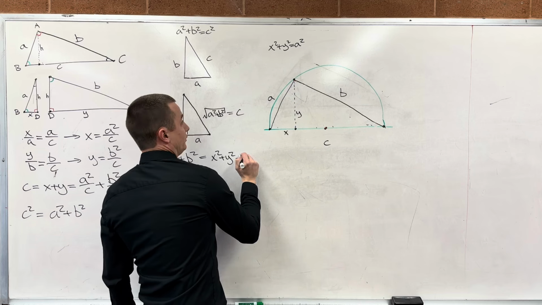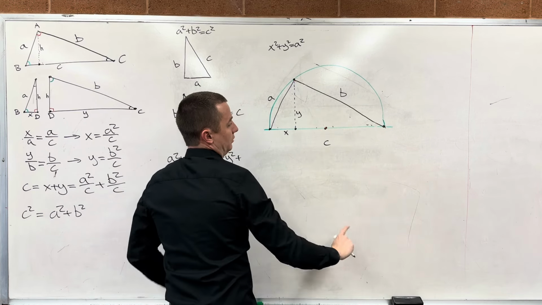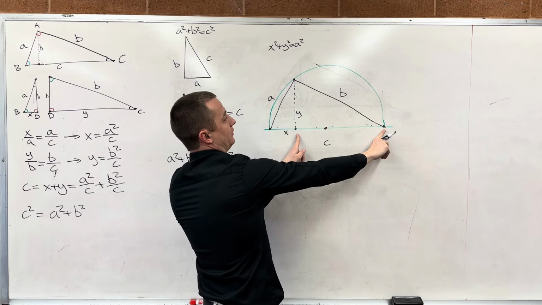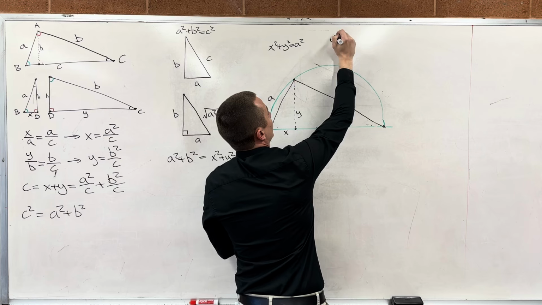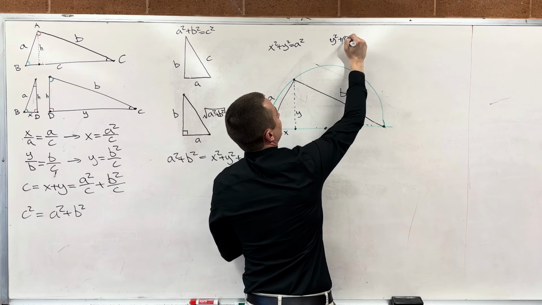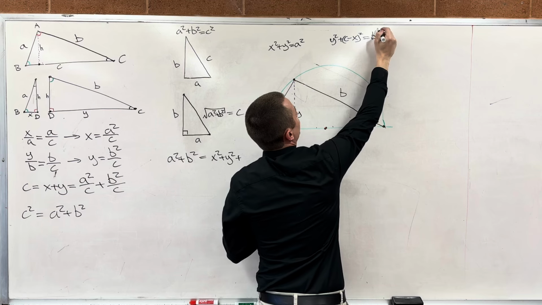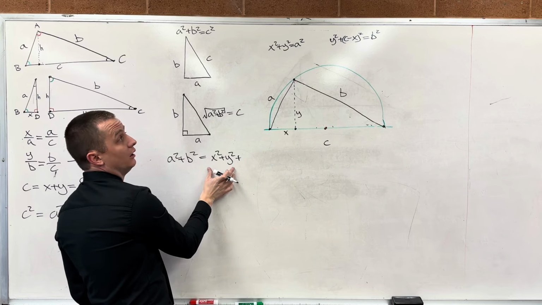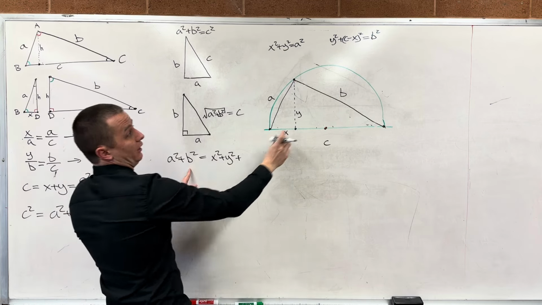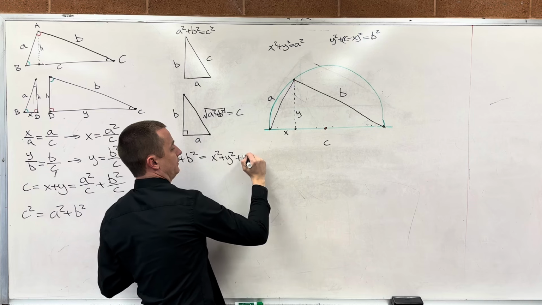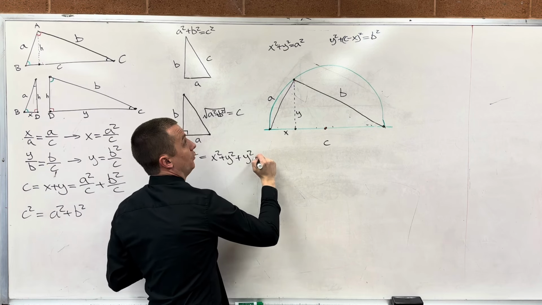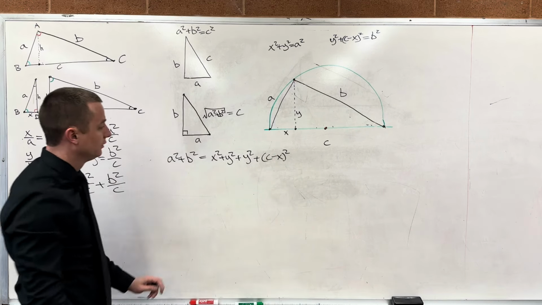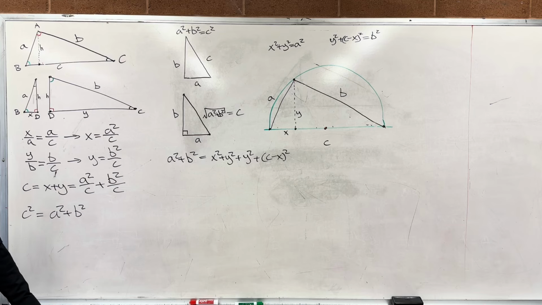Plus, what do I know from this triangle? What is this side length? It's c minus x. If this total length is c, then this is c minus x. So I know that y squared plus c minus x squared is equal to b squared. Yeah. So here's a squared. B squared is equal to this thing. So plus y squared plus c minus x all squared. Did I do that correctly? It appears so. Don't let me make any mistakes.